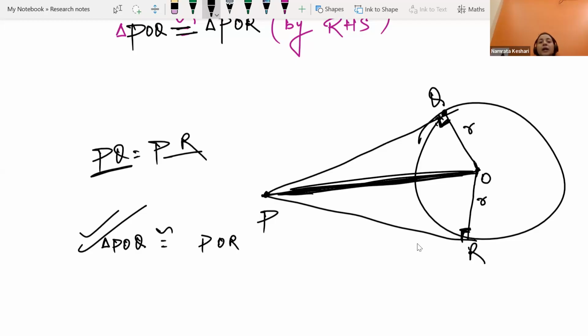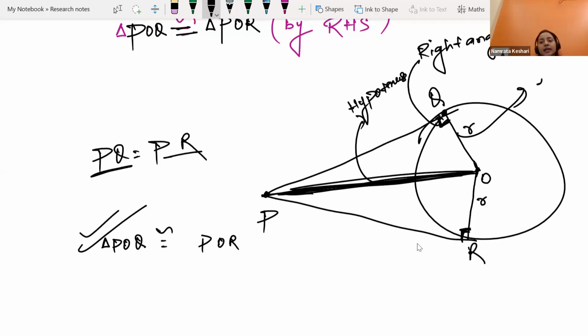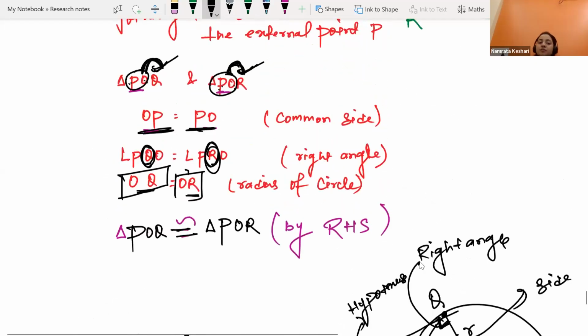By RHS congruency, a right angle, a hypotenuse is the same in both triangles, and one of the other sides is also the same. So by RHS congruency, we say that these two triangles are congruent, and we have written the name very specifically, very properly, that POQ is congruent with POR. Now I was just explaining that writing the name over here in a proper manner is very important. Then only we can say that yes, by CPCT PQ and PR will be the same. So we have written the name very properly.